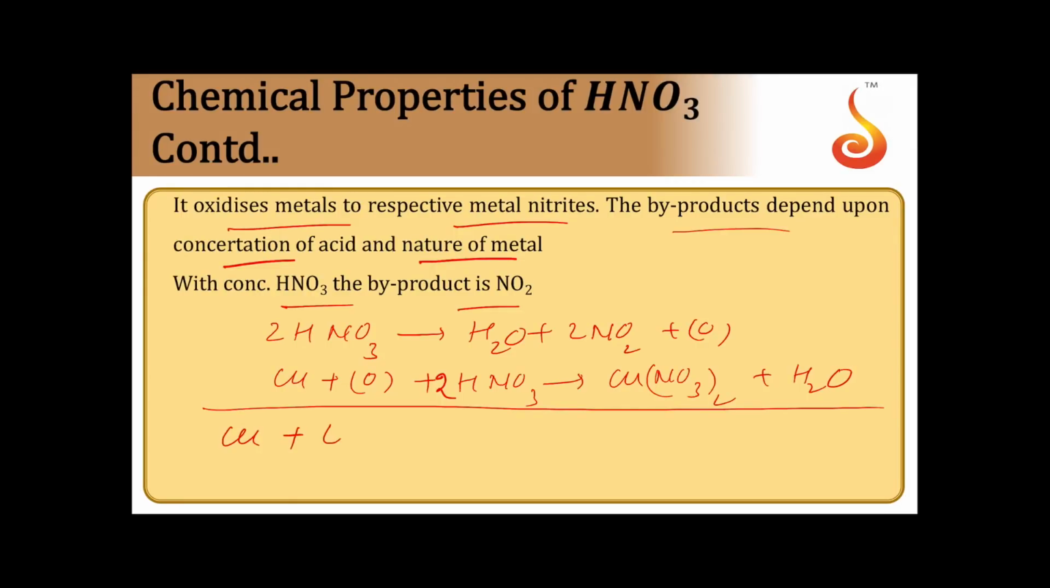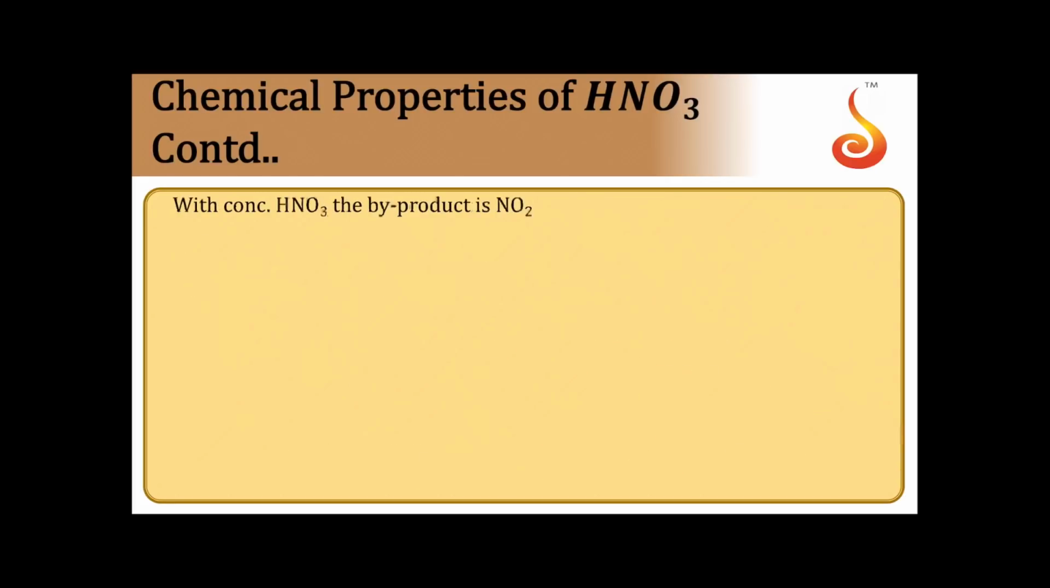The reaction will be copper plus 4 moles of HNO3, 4 moles because 2 and 2 here, giving rise to copper nitrate plus 2 moles of NO2 plus 2 H2O. So metals are getting oxidized to metal nitrate, and the byproducts depend upon the concentration of the acid.